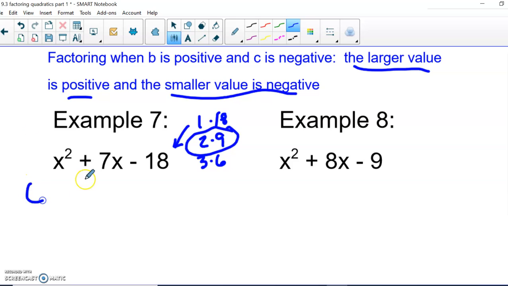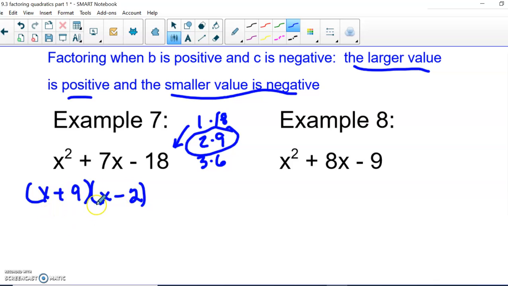So I'm going to set up my parentheses. One of them has to be positive, one of them has to be negative. It doesn't matter which one you put first. And this time we want the larger value to be positive because when we combine like terms, we want to end up with a positive 7.